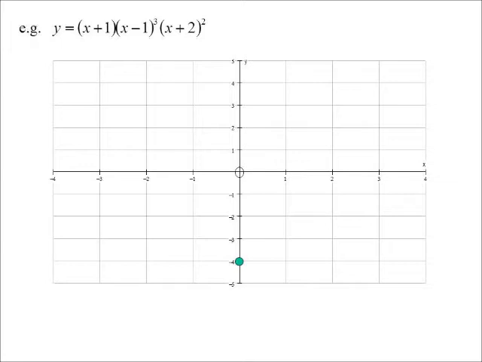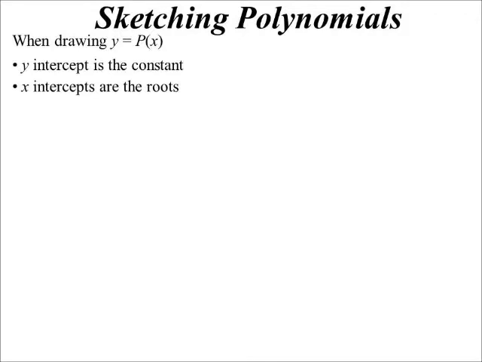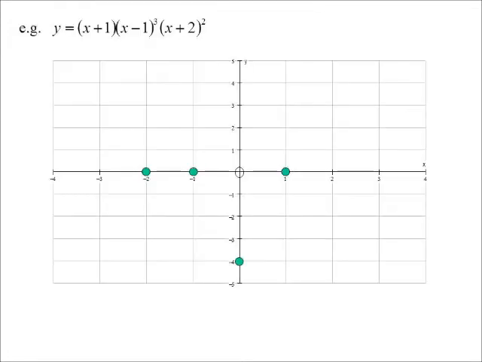So we're going to have 1 times -1 cubed times 2 squared, which is negative, isn't it? Yes, -4. Plot that in. We know the x-intercepts are the roots or the solutions to the equation. Now, fortunately, my one's been factorised already, so we know we'll have it at -1, +1, and -2.